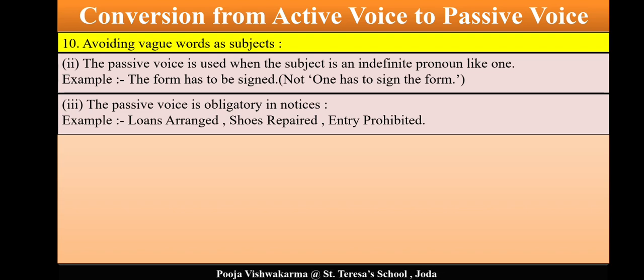Third point says the passive voice is obligatory in notices. Obligatory, compulsory. Okay, so whenever you are finding any kind of notices or any kind of marks or places where traffic rules, signals, and all these areas, definitely you will see passive voices are used, like entry prohibited, shoes repaired.